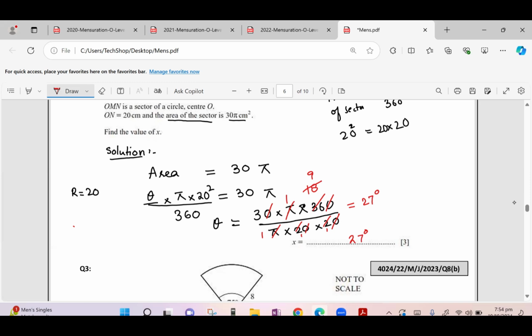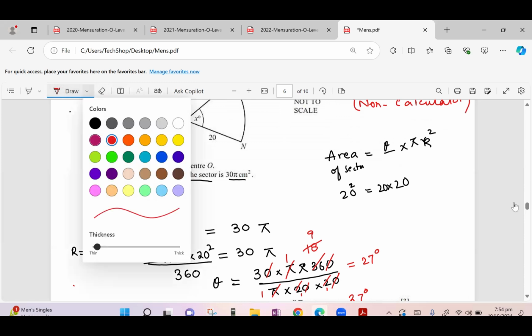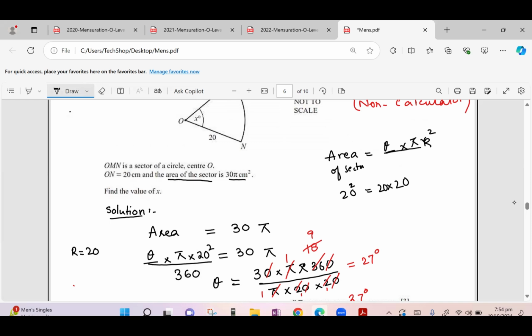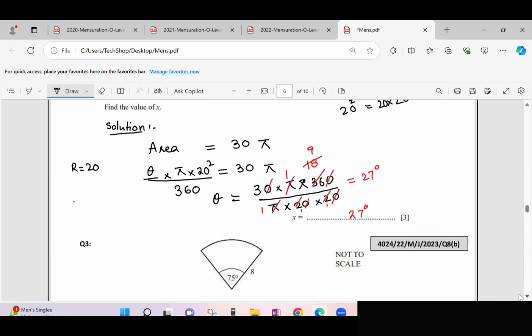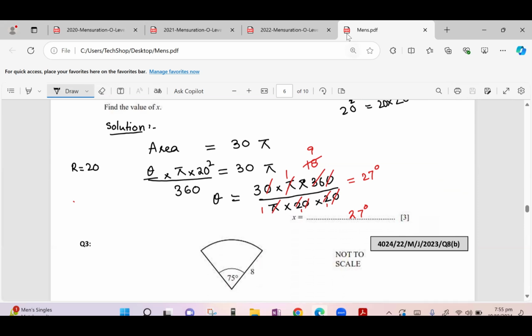All right. Don't multiply. And the key point is, when you are going to write the formula, always write in this format: theta into pi r squared divided by 360. Write it this way, so it will be easy for calculations. Is there any confusion? No. Clear? Clear. Okay.